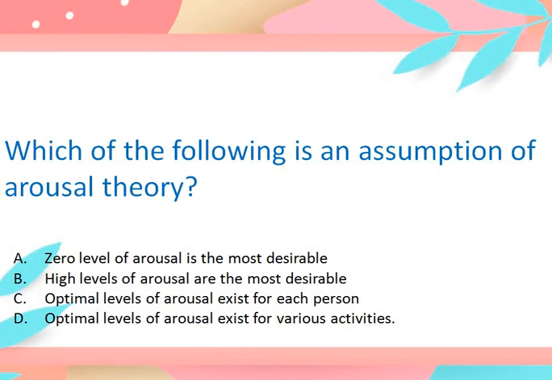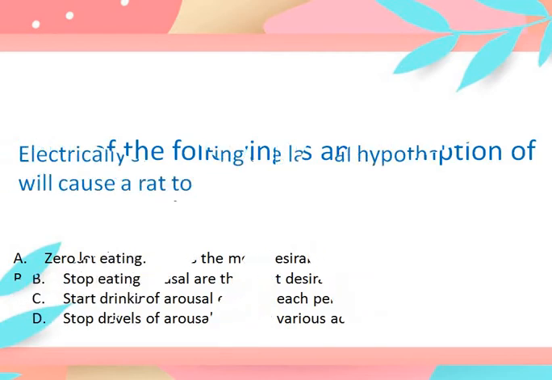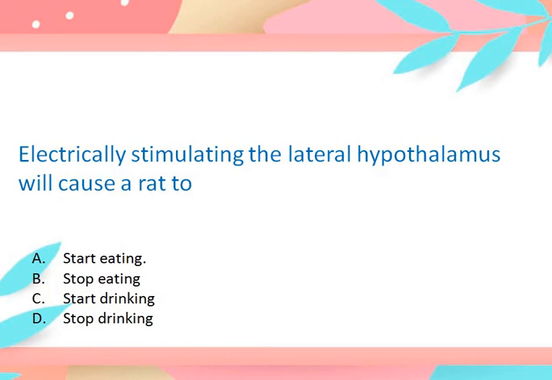Which of the following is an assumption of arousal theory? The correct answer is D. Optimal level of arousal exists for various activities. Electrically stimulating the lateral hypothalamus will cause a rat to start eating, stop eating, start drinking, stop drinking. The correct answer is start eating.